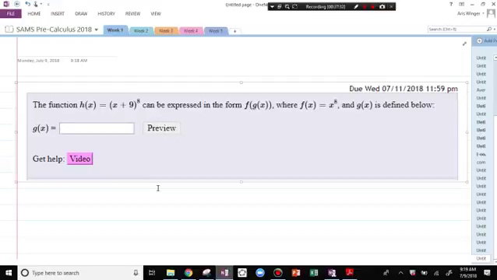They represented f by raising it to the 8th. The first thing you need to do is add 9 to it. G of x is x plus 9.